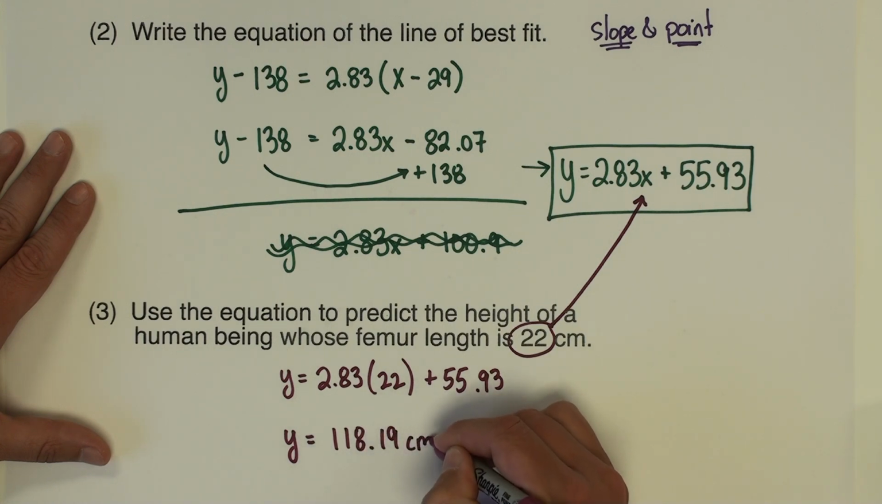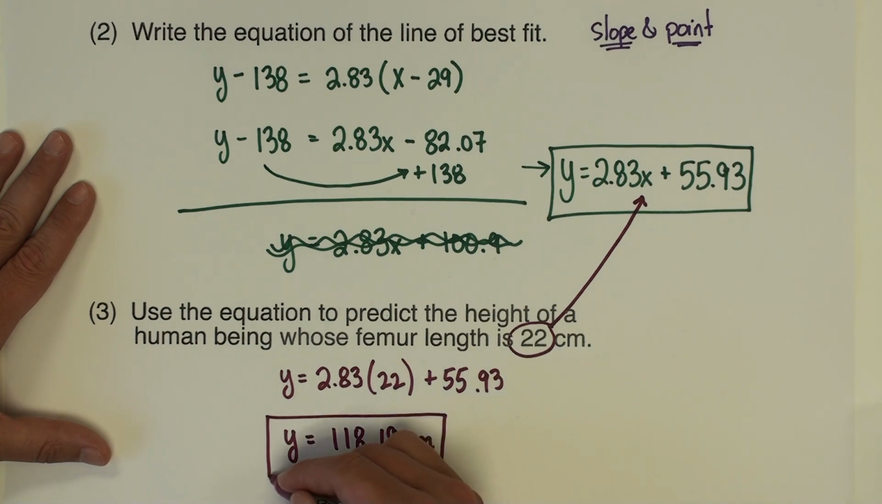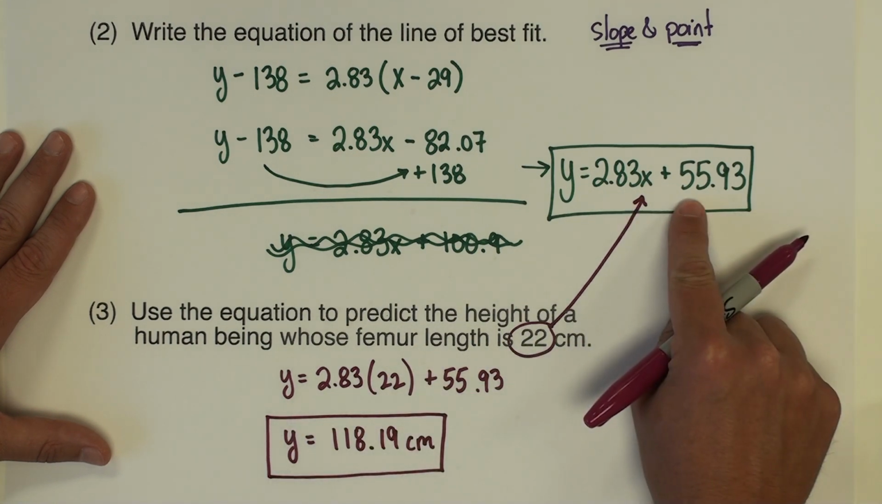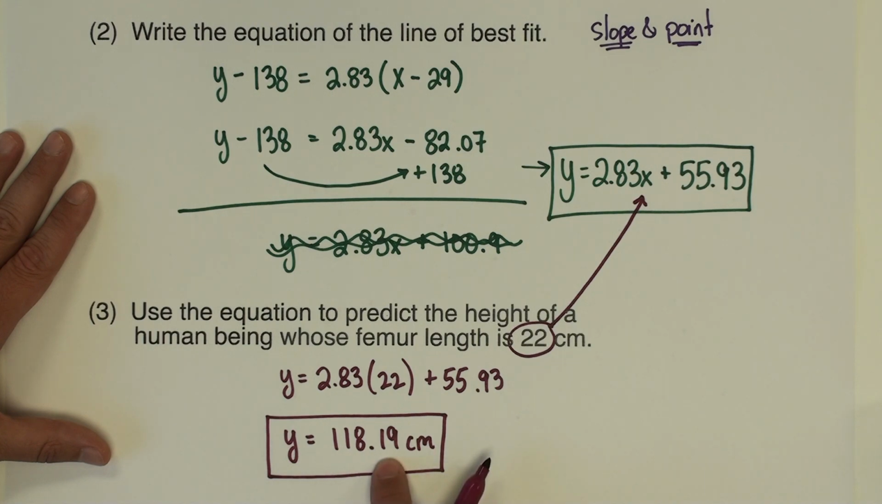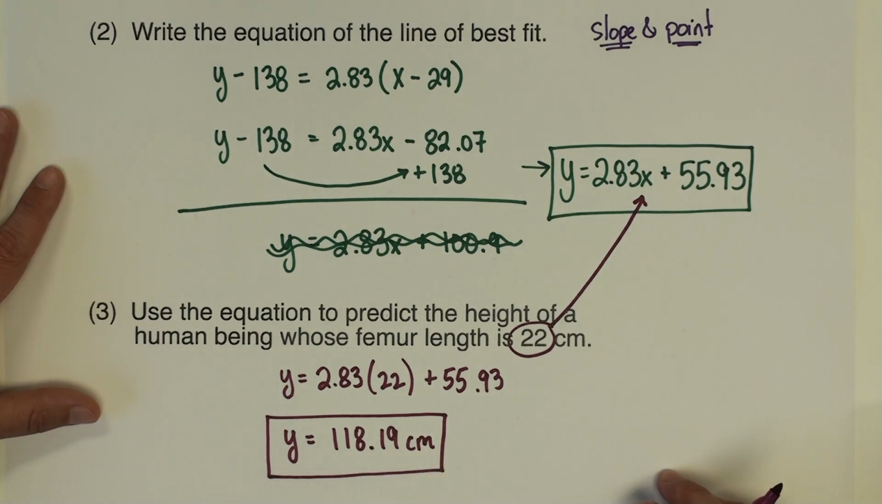118.19 centimeters. So our mathematical model is predicting that a femur length of 22 centimeters is going to make the height of a human 118.19 centimeters.